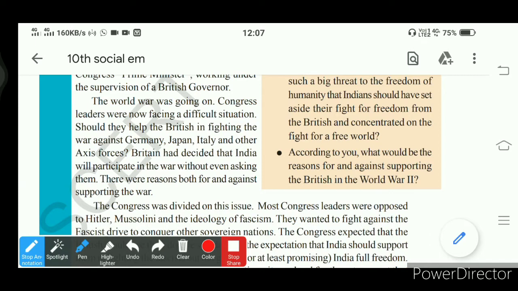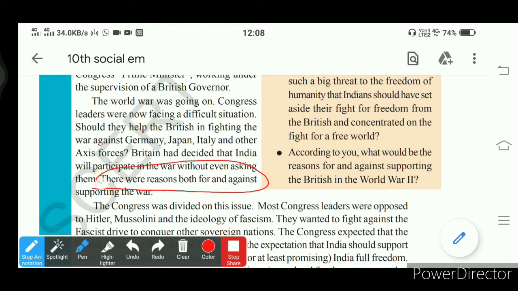So in the next election after the end of the Second World War, elections are going to take place in Britain. In that election, there is a chance of the Labour Party succeeding, and the Labour Party is supporting India. So the Labour Party will go on supporting India in the British Parliament towards our independence. So Congress decided to support. Understand? So these were the reasons why we should support the British and why we should not support the British in the Second World War.